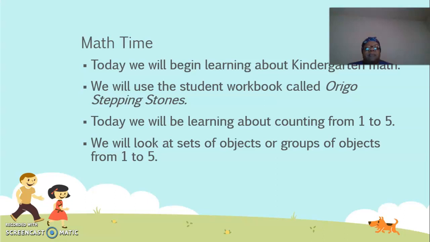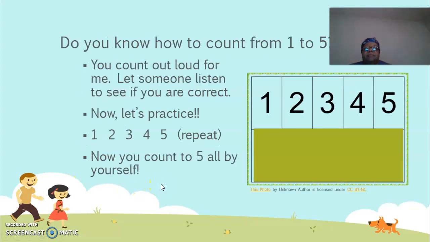We will look at sets of objects or groups of objects from 1 to 5. Do you know how to count from 1 to 5? You can count out loud for me. Let someone listen to see if you are correct. Now let's practice. 1, 2, 3, 4, 5. Then let's do it again. 1, 2, 3, 4, 5. Then you can practice a few more times. Now you can count to 5 all by yourself.